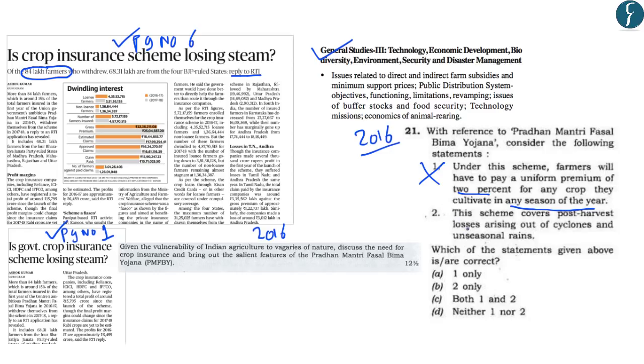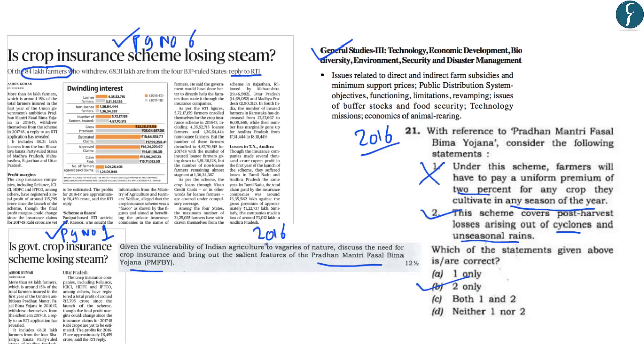The second statement reads, this scheme covers post-harvest losses arising out of cyclones and unseasonal rains. We know that it covers crop losses due to natural calamities. So this statement is correct. Hence the correct answer in this case is B, that is 2 only. Now if you go through the mains examination question of 2016, it reads, given the vulnerability of Indian agriculture to the vagaries of nature, discuss the need for crop insurance and bring out the salient features of the Pradhan Mantri Fasal Bima Yojana.